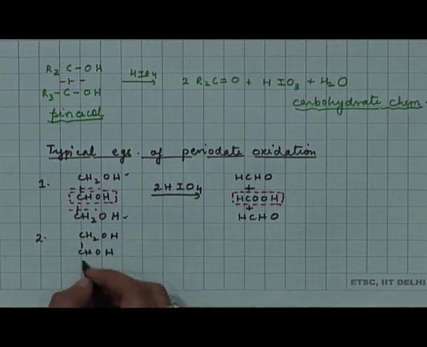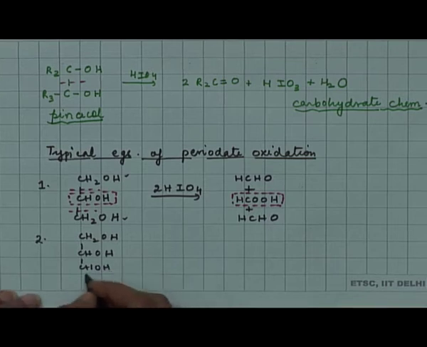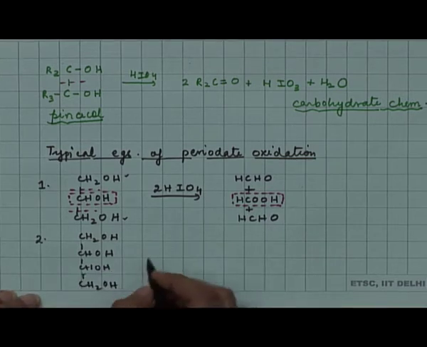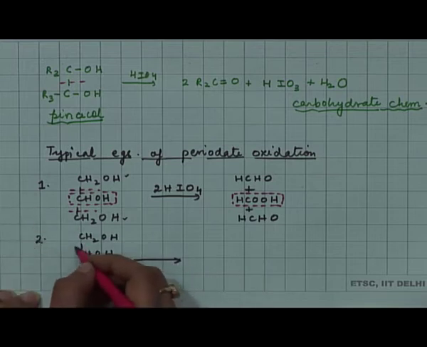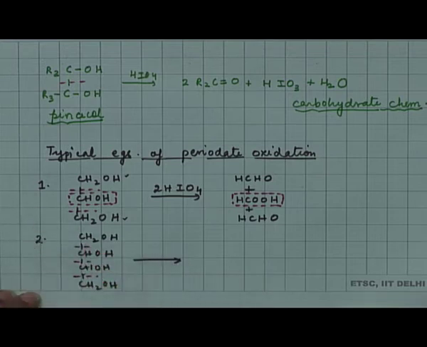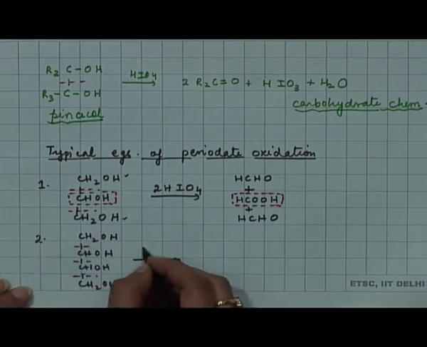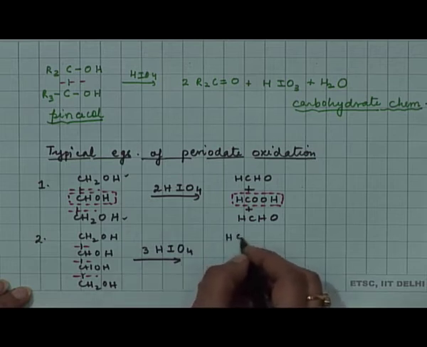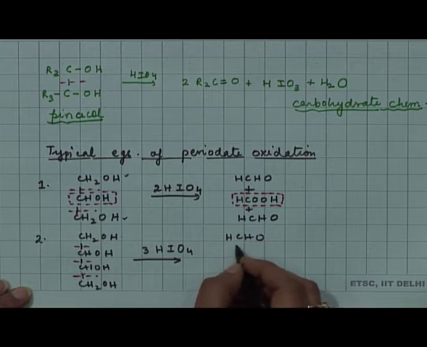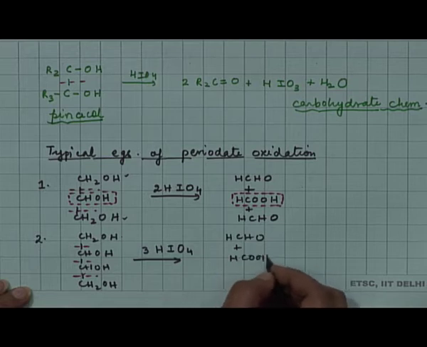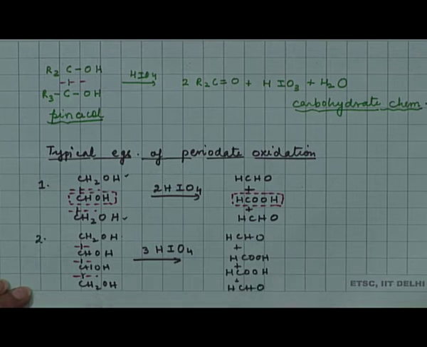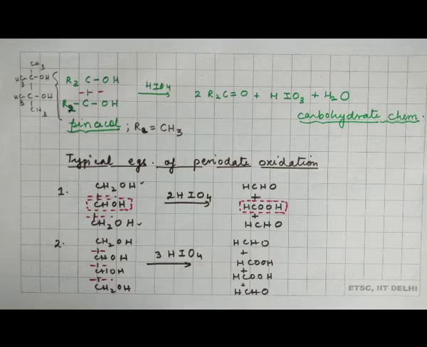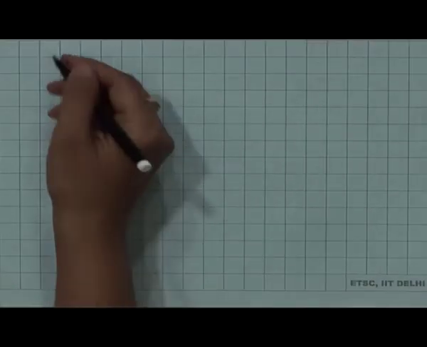So, if you have a further elongated chain, you have a 4 carbon system. You would expect 3 of these carbon-carbon linkages to cleave, for which you will require 3 moles of HIO4, and the product would be, from the terminal, formaldehyde. There are 2 internal middle carbons containing the OH functionality. So, you get 2 moles of formic acid here and 1 mole of formaldehyde from the other terminal carbon atom. So, this is what happens in the case of sugars.